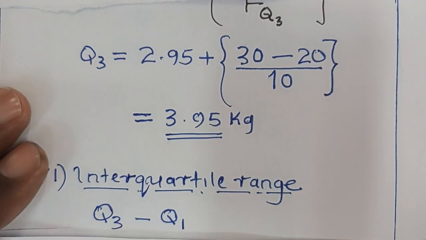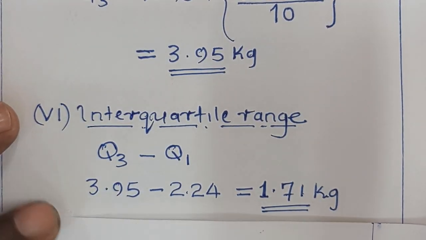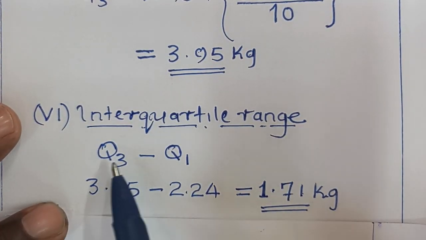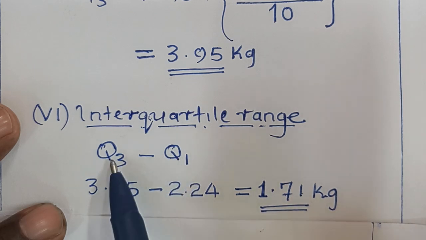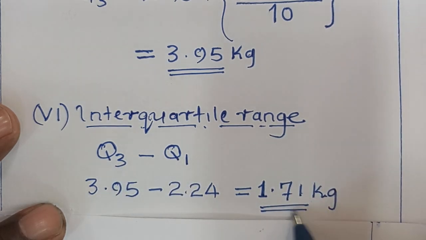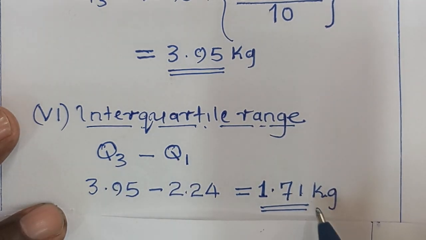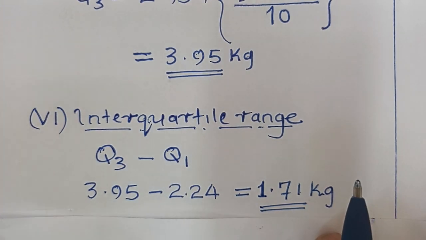Guys, from there, now we come to interquartile range. For interquartile range, we just subtract Q1 from Q3, and we get 1.71.